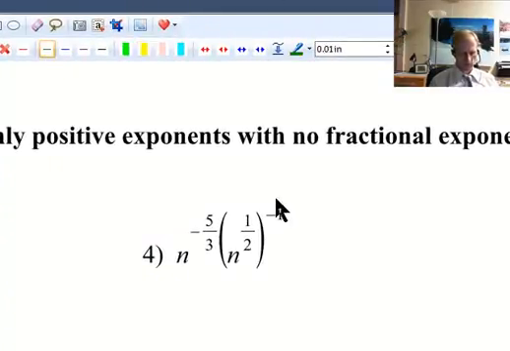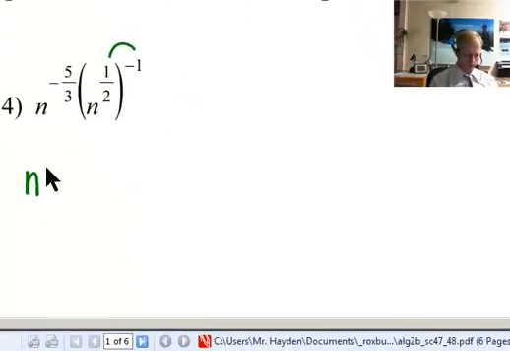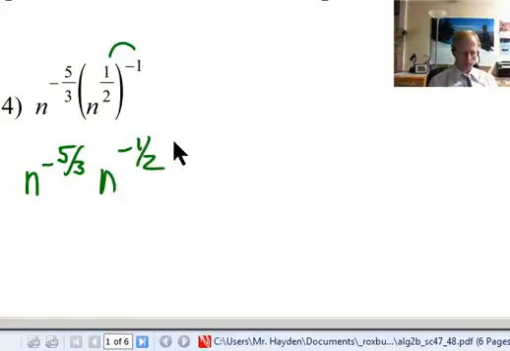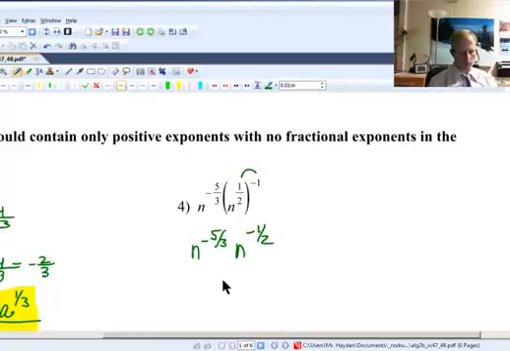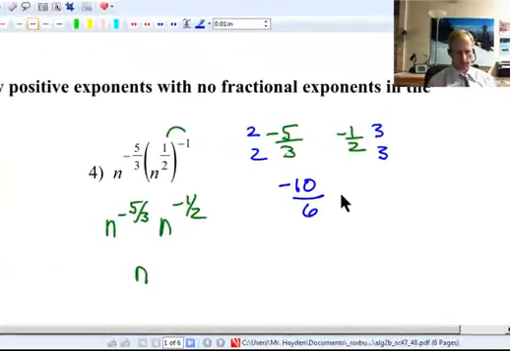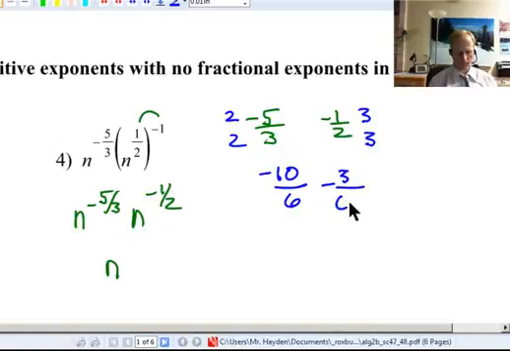Alright, once again, with this one I'm going to apply the power of a power rule first, giving me n to the negative 5/3 times n to the negative 1/2. Then I'm going to apply the product rule and add the exponents together. So now my exponents are negative 5/3 and negative 1/2. For the first fraction, I'm going to multiply by 2 over 2. And the second one I'm going to multiply by 3 over 3. That's going to give me negative 10/6 minus 3/6, which is negative 13/6.